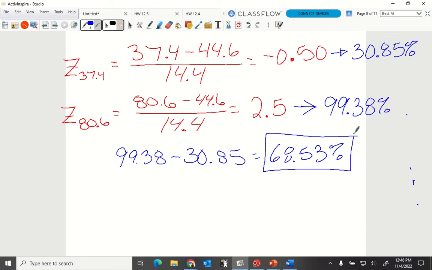And that is the difference between the two. So if we're talking about comparing two people's test scores on the last test, one person got a 37.4, the other person got an 80.6, and we're talking about percentiles in between them. So we get the z-score, and this talks about not just percentages of your actual score, this is saying the people that scored this. So 68.5% of the people scored in between those two test scores.